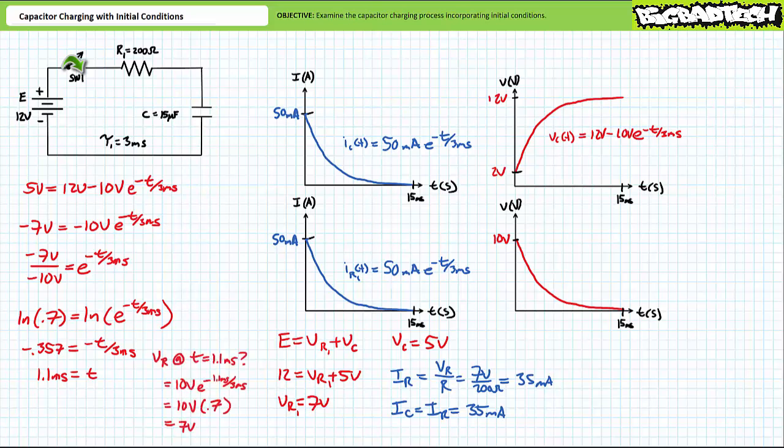If that seems too easy, we can always check our work using a more complicated method. What's the value of VR1 of t at the same 1.1 milliseconds? Substituting 1.1 milliseconds into our equation, we find that it's 7 volts, exactly as we predicted.